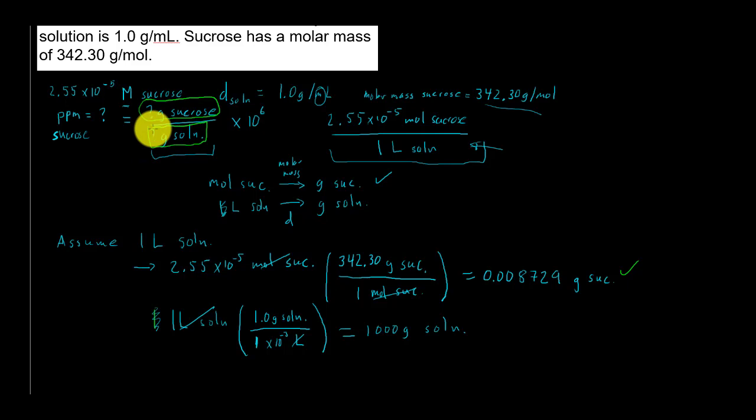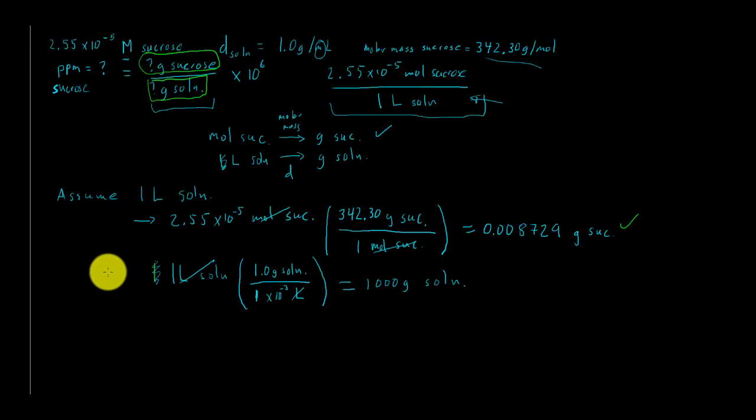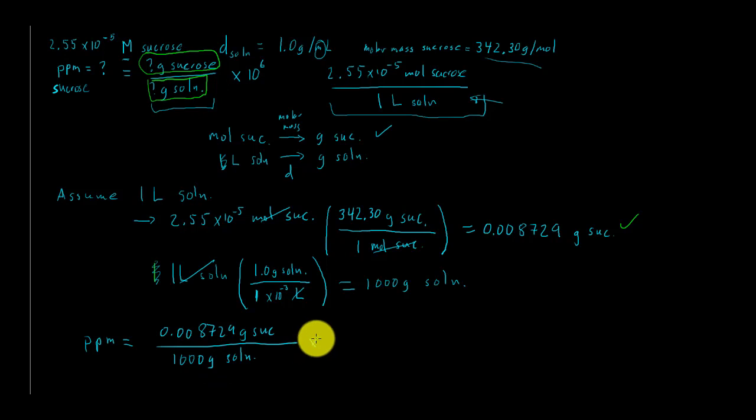Okay, so now we know the mass in the denominator here. So now I'm ready to solve the problem by plugging into my equation right there. So let's do that. ppm equals grams of solute, so 0.008729 grams of sucrose divided by the mass of the whole solution. So I have 1,000 grams of solution because I assumed that I have 1 liter. And then to get parts per million, I need to multiply by 1,000,000 at the end. So now we can just punch all those numbers into our calculator and see what we get. And so I ended up with a nice round number here. So we're going to round that to 3 significant figures because that's what we had in our molarity to begin with.